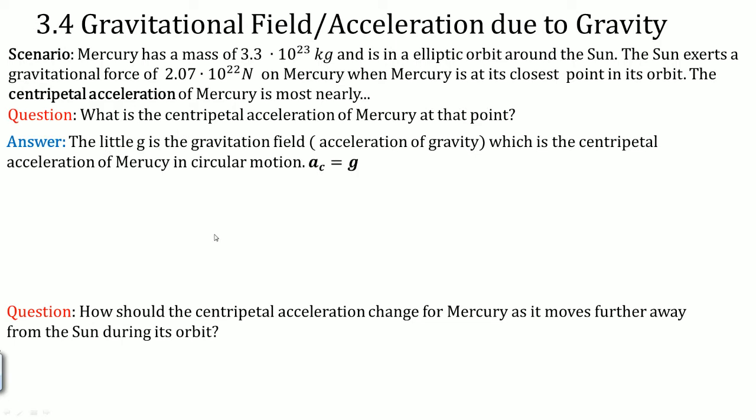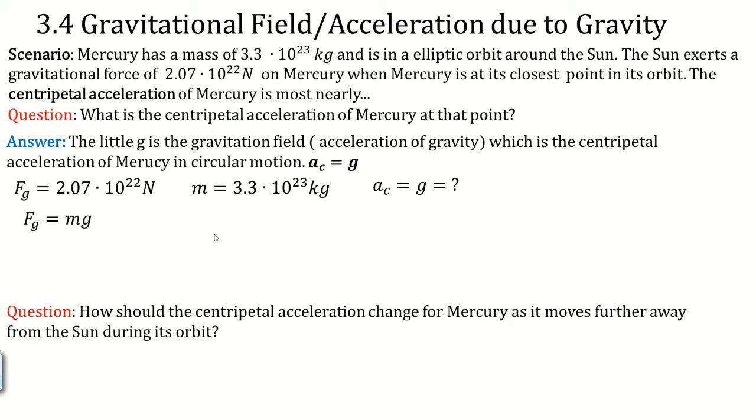The answer: the little g is the gravitational field, also called the acceleration of gravity, which is the centripetal acceleration of Mercury in circular motion. AC is equal to g. The force of gravity here is 2.07 × 10^22 newtons. The mass is 3.3 × 10^23 kilograms. The centripetal acceleration, which is equal to g, is our unknown.